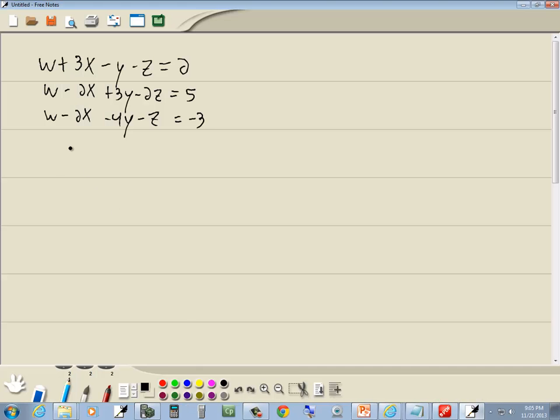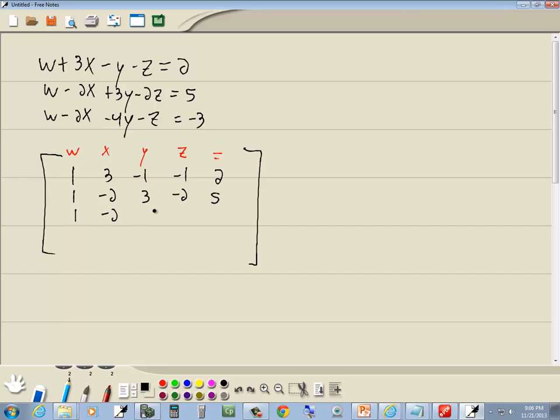Okay, they all look okay. So we're going to put the w's in one column, the x's in one, y, z, and then our equals number on the other side in one column. So we have 1, 3, -1, -1, 2. We have 1, -2, 3, -2, 5. And we got 1, -2, -4, -1, -3. Let me check those signs.